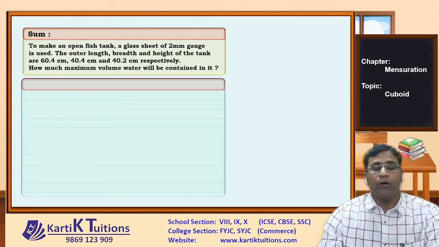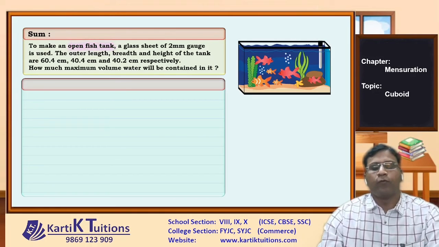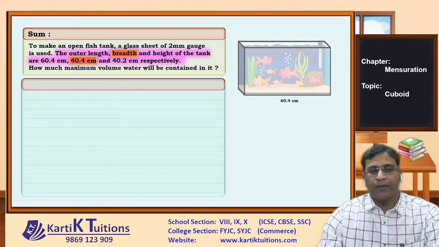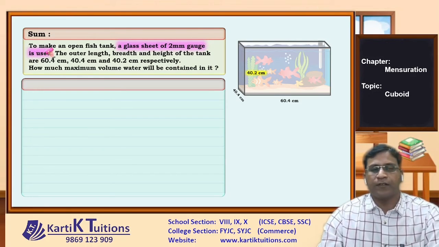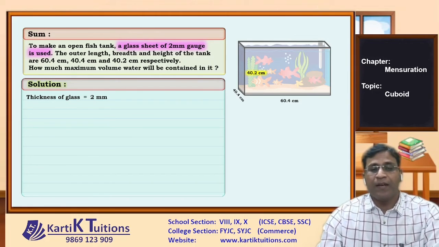Now see, they are talking about fish aquarium which is open from top. Then they have given us the outer length, breadth and height. Outer length that is 60.4, then breadth is 40.4 and height is 40.2. अगर गौर से देखोगे ना तो थोड़ा डायमेंशंस में डेसिमल ज्यादा दिख रहा है, तो टेंशन नहीं लेने का, मैनेज हो जाएगा सरकश से. Now what is given? The glass sheet of 2 millimeter gauge. That means the thickness of the glass is given to us as 2 millimeter. But remaining data is in centimeter, so we need to convert this 2 millimeter into centimeter. Now that will become 2 upon 10, that is nothing else but 0.2 centimeter.